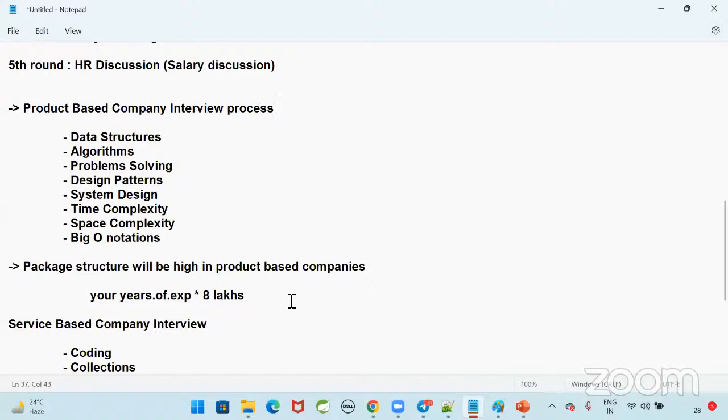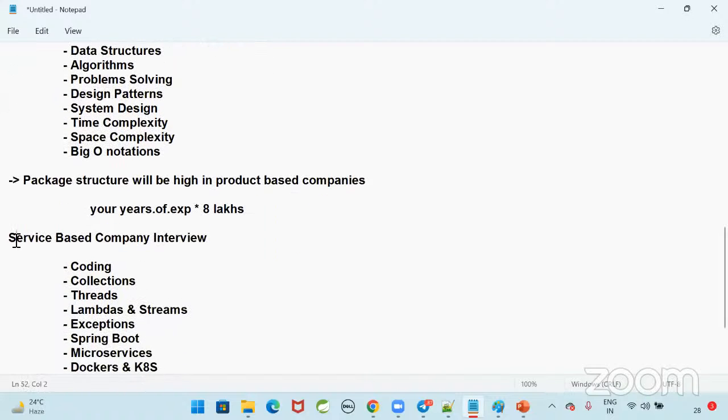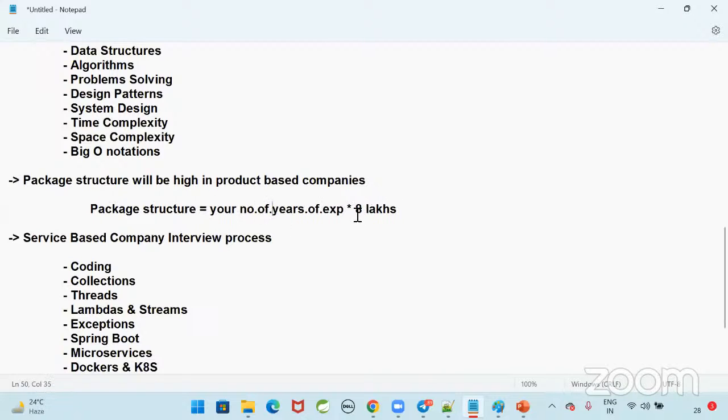Are you clear? Service-based companies will not offer that much package, guys. Packages will be high when you attend product-based companies. Package structure: your number of years of experience multiplied by 8 lakhs you can ask in the product-based company.